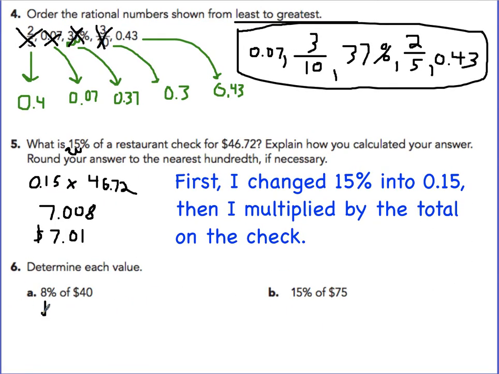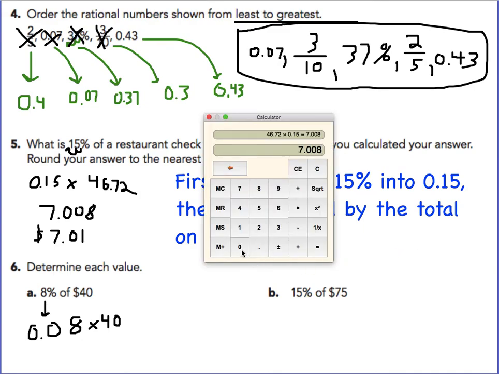All right, next one's determine each value. So this is just number 5, but no explanation. You just do it. So change this into a decimal times $40. So 3.2. Remember, because this is money, it'd be $3.20. Fill in that place value there. That's important. It's not 2 cents, it's 20 cents.